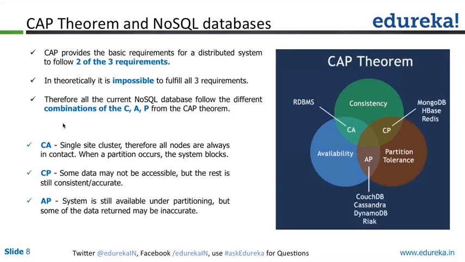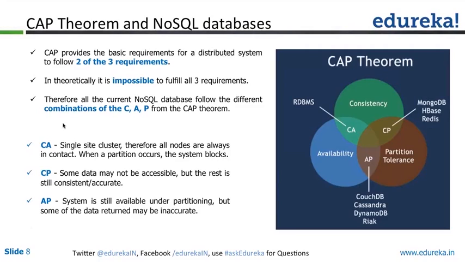Then coming to the second quadrant, which is consistency and partition tolerance, you're talking about data that is consistent, and your subsystem can scale easily without much disruption to the application. But it has a problem with respect to availability.